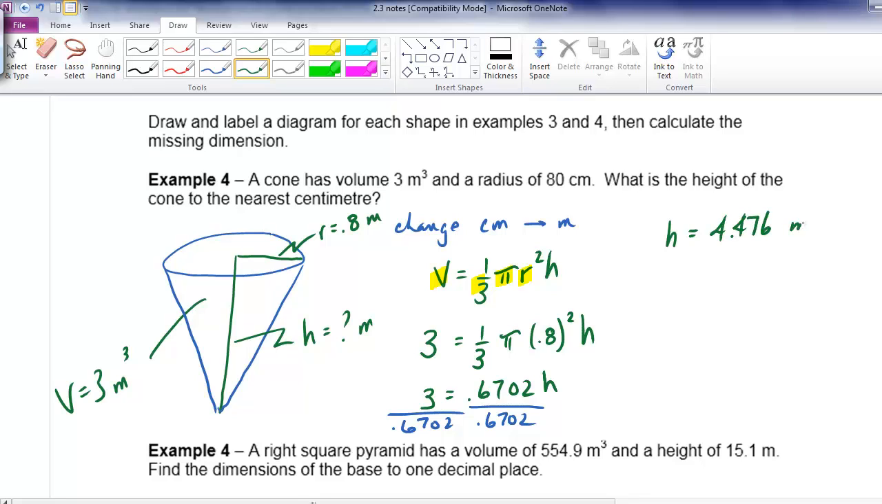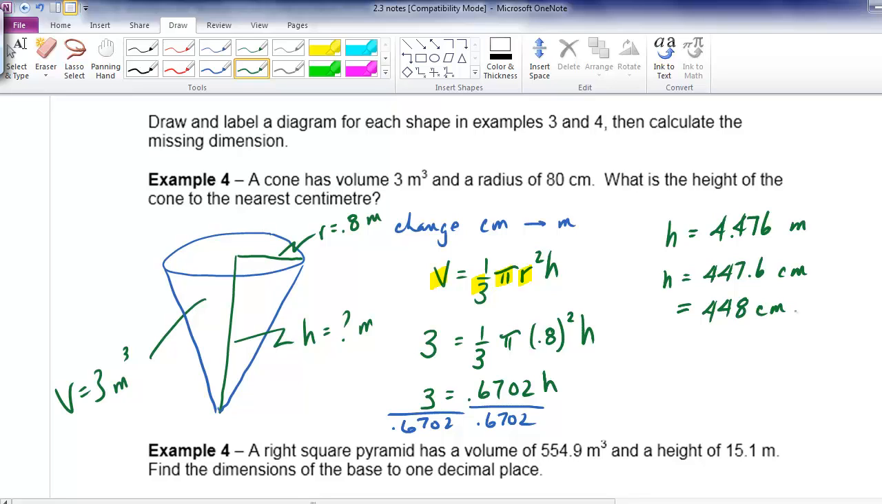4.476. That's meters. So remember, we decided on meters. But we need to switch that to centimeters, and the relationship is 100 centimeters per meter, so height is equal to 144.6 centimeters, but the question wants us to round it to the nearest centimeter, so here is our final answer.